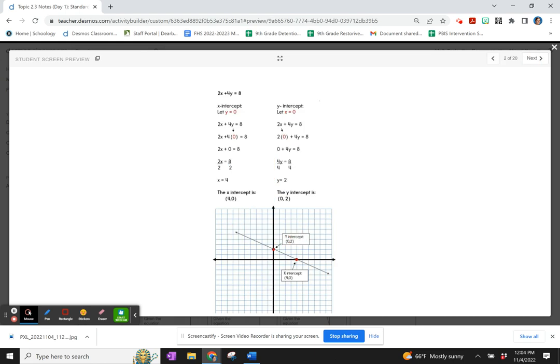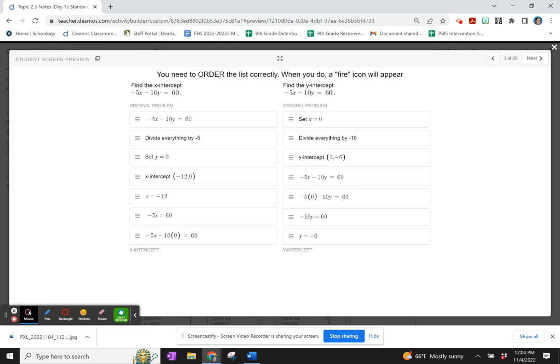So this slide just gives you an example. You let y equal 0, you plug it in, and it becomes a one-step equation. And then you have to do that for the y-intercept, so it's really two different problems. Here, you want to start with the original problem. And then just like slides 1 and 2 say, you're going to set the y value equal to 0. When you do, 0 goes in place of y, just like here.